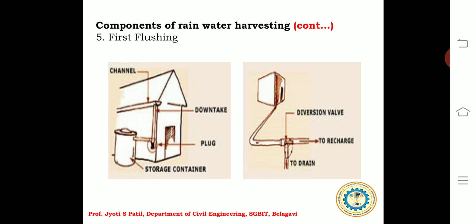In order to recharge, you have a diversion wall, and below that there is a provision to go for drain. It doesn't go directly because the pollutant should not obstruct the flow. That's what they take care of in order to recharge, and it can be controlled by a diversion valve provided, which you can see in the image here.